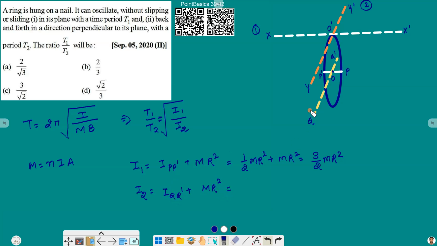And we know that for an axis passing perpendicular to the ring, the moment of inertia about that axis is MR square. So MR square plus MR square is equal to 2MR square. So we have the moment of inertia. If we put values here, I1 is 3 by 2 MR square divided by 2 MR square. So MR square gets cancelled. We are left with under root 3 by 4, or that will be root 3 by 2.